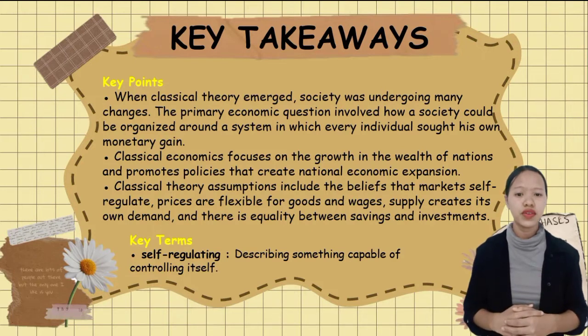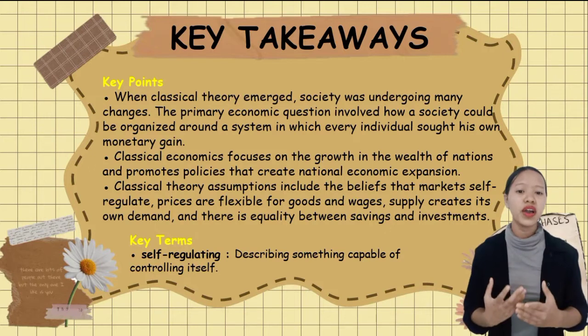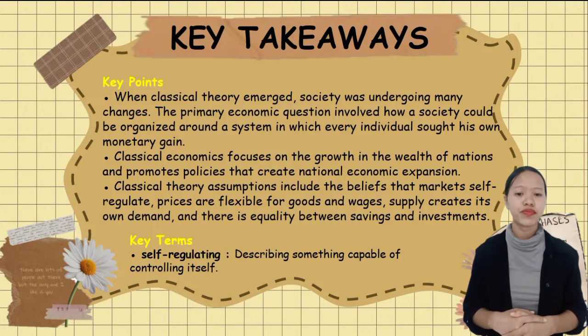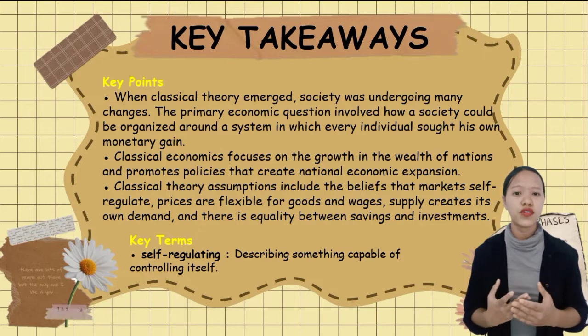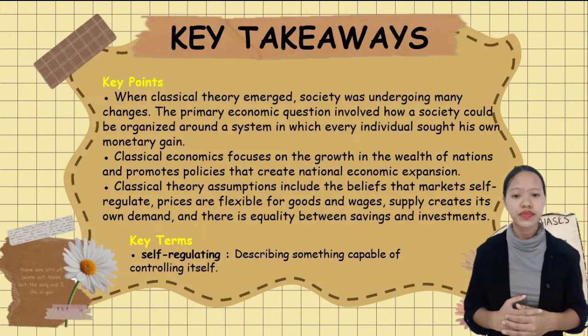So third is classical theory assumptions include the beliefs that markets self-regulate, prices are flexible for goods and wages. So supply creates its own demand, and there is equality between savings and investments. So ang classical theory assumptions ano dira naka-state nga ang mga tuo-tuo nga mag-market sa kuan anang self-regulate. Then ang mga presyo kay flexible ra. Then ang supply kay magbuhat ra og isa ka og galingon nga demand. And then ang aray equality sa pagkuan sa savings ug investments. So the key term is self-regulating, describing something capable of controlling itself.